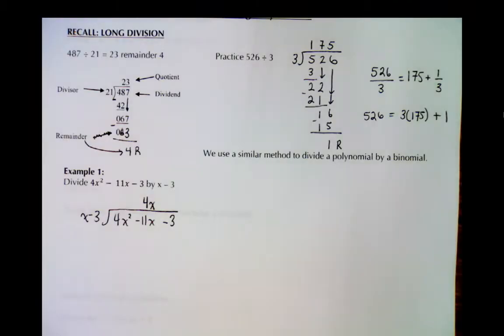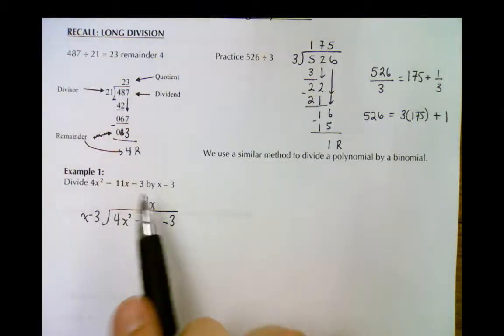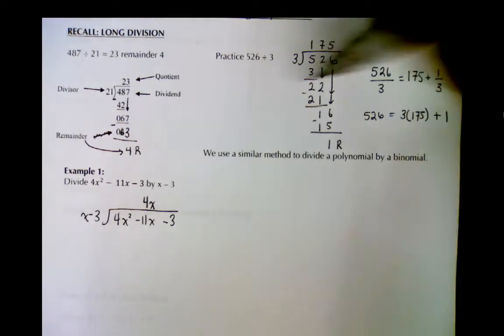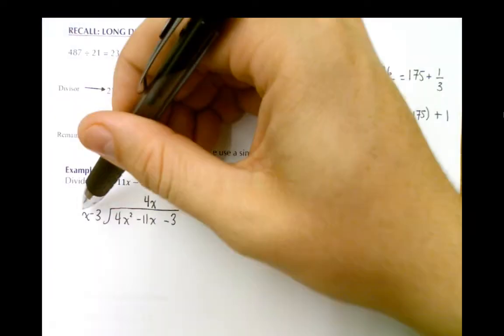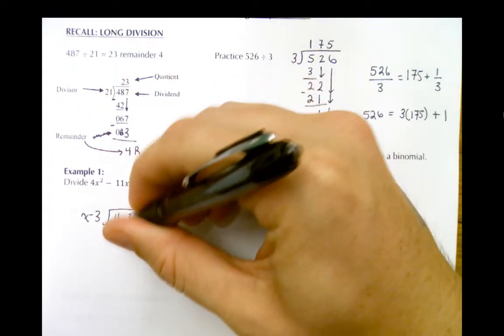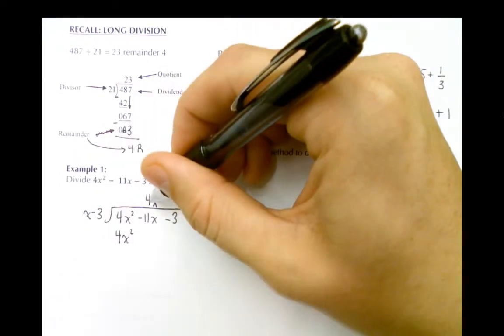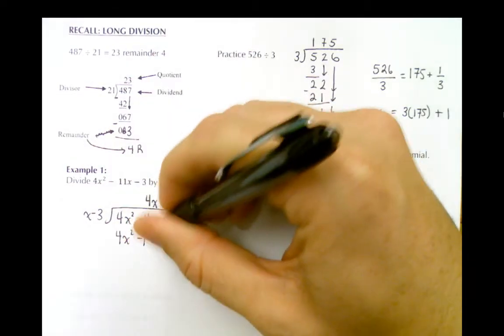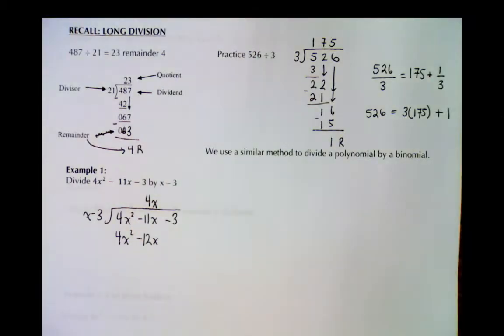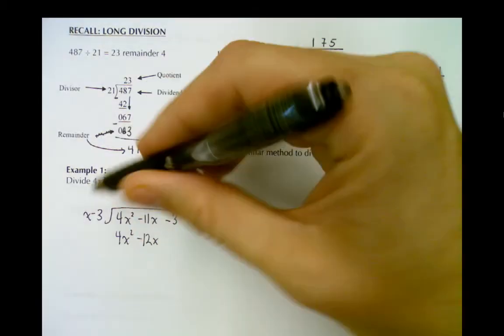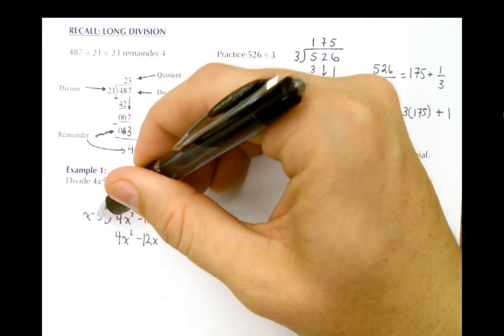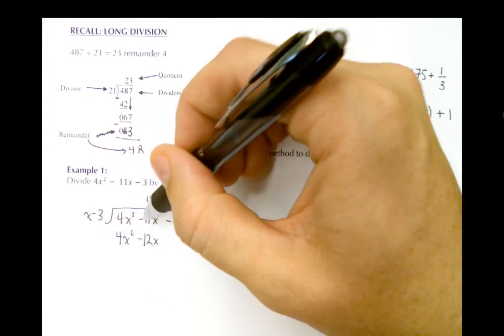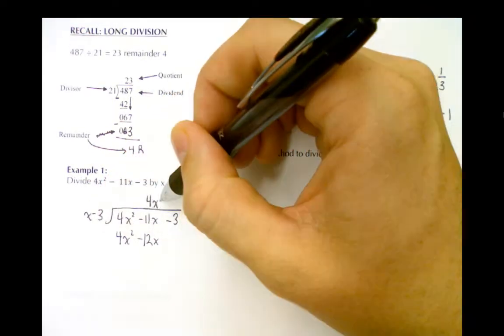And here's why. When you multiply across and bring down, watch what happens. 4x times x gives you 4x squared. 4x times negative 3 gives you negative 12x. So how did I know that x minus 3 would go into 4x squared minus 11x 4x times?